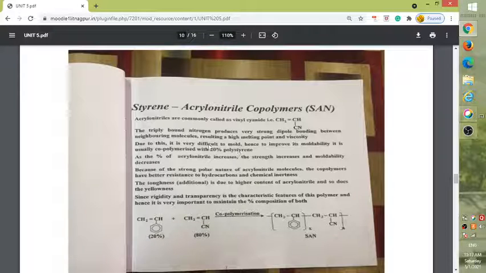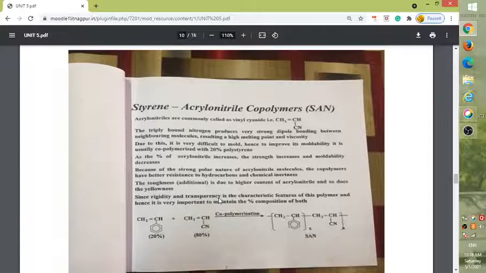Since it has strong dipole bonding, its viscosity is very high, so it is very difficult to mold. Hence, to improve its moldability, it is copolymerized with polystyrene, 20%. As the percentage of acrylonitrile increases, the strength increases and the moldability decreases. Because of the strong polar nature of acrylonitrile molecules, the copolymers have better resistance to hydrocarbons and chemical inertness. The toughness is due to the higher content of acrylonitrile, and so does the yellowness.